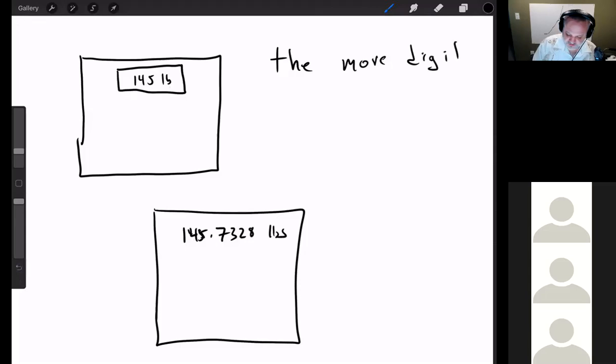The more digits a measurement has, the more precise it is.